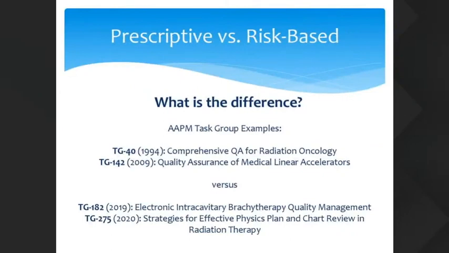So what is the difference between prescriptive and risk-based TG reports or recommendations for QA? Here's some examples, and just by giving you examples, you might have a good idea. TG40 and TG142 were prescriptive task groups. They formed a panel of experts. They reviewed the literature. The panel of experts either did a survey or understood what the current practices should be and therefore recommended them. TG40 was released in 1994.